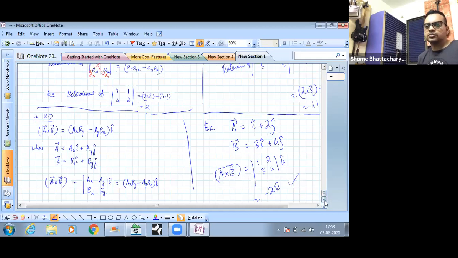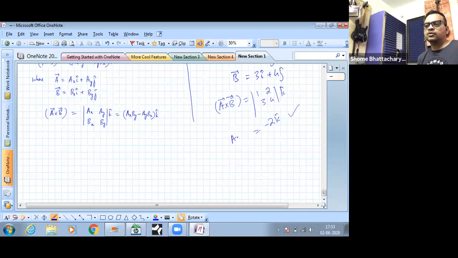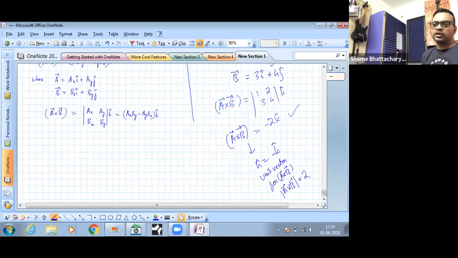In this case, if I ask you the n cap of A cross B, what is the unit vector of this? You can see this is minus 2k, so n cap is actually minus k. The unit vector for A cross B's direction is minus k cap, and the mod of A cross B is how much? It is just 2. You won't say mod is minus 2, no? We'll say mod is 2, but the direction is along minus k cap. So the n cap is minus k cap. Right? So this is clear.